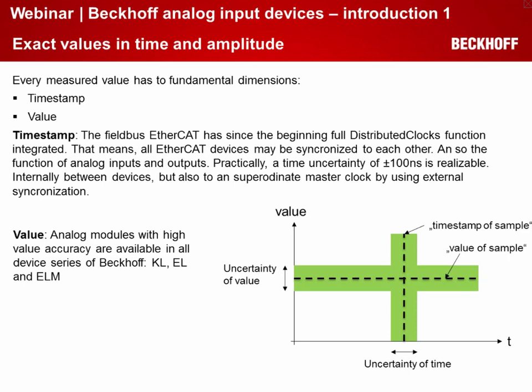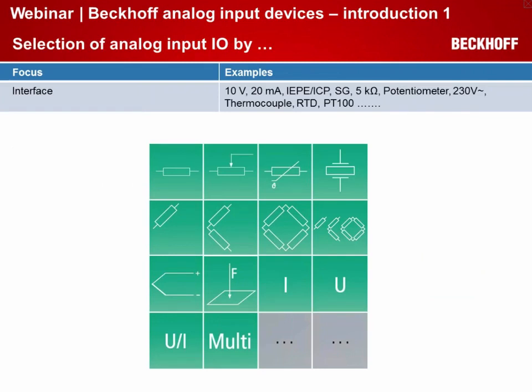Now we have some hundreds of analog devices in our catalog on our website. In the following steps I will give you a guide through these products, and in the end there should be a selection of at least one product that covers the requirement of the task. The first question to select such a device should be, which interface do I need? Do I have to measure 10 volt or 20 milliamp, potentiometer, PT100, whatever? And this is the first question.